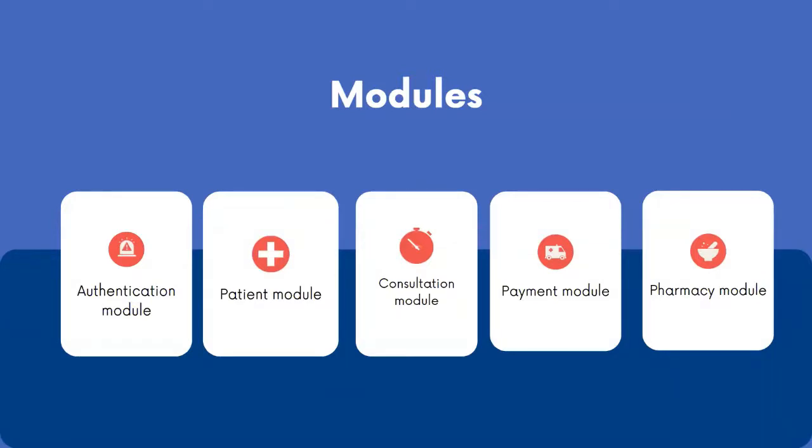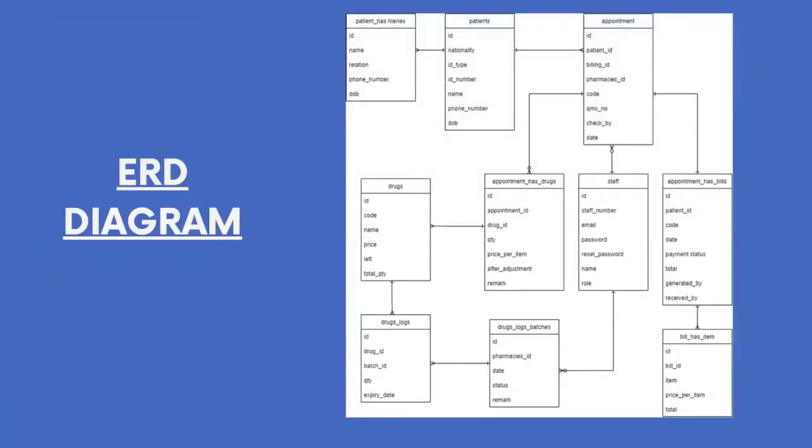So there are 5 modules in our system. First is the authentication module, which is for the login or logout of the system. Next is the patient module, that provides patient management for their record information. Next is the consultation module for the patient appointment that is managed by the doctor. And next is the payment module for the medicine or drugs payment of the billing. And last is the pharmacy module for the drugs stock inventory.